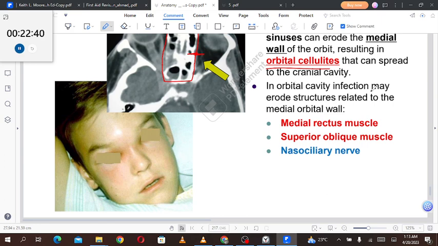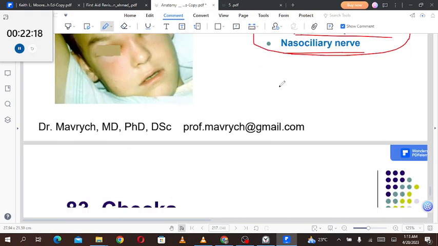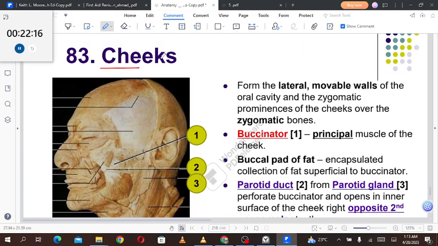In the orbital cavity, infection may erode the structures related to the medial wall: the medial rectus muscle, the superior oblique muscle, and the nasociliary nerve. The nasociliary nerve is a branch of the ophthalmic division of the trigeminal nerve. So these structures can be damaged within the orbital cavity during orbital cellulitis: the medial rectus muscle, the superior oblique muscle, and the nasociliary nerve. Moving to the cheeks, point number 83.